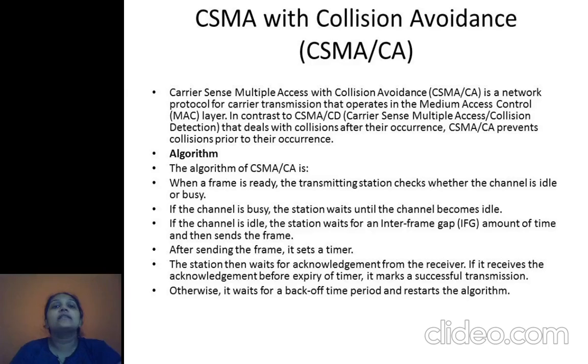So you understand it is a simple and easy algorithm, which is nothing but CSMA-CA. CSMA-CA is carrier sense multiple access with collision avoidance. Second thing, the station finds whether the channel is idle or busy. In this algorithm, if the channel is busy, then it waits to send the data. If the channel is idle, then it waits for the IFG to send the next frame.